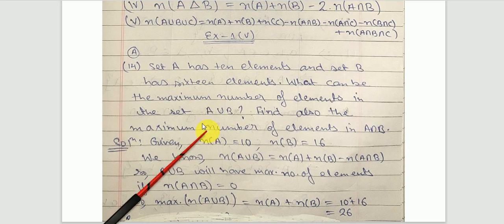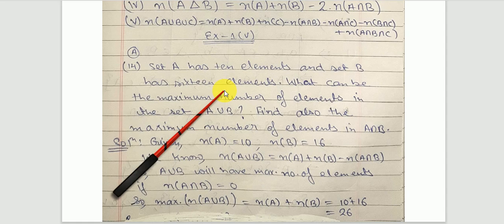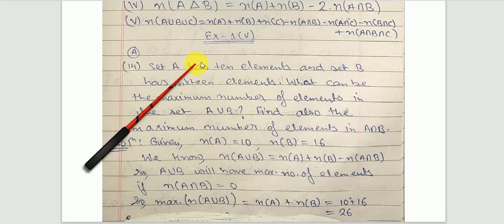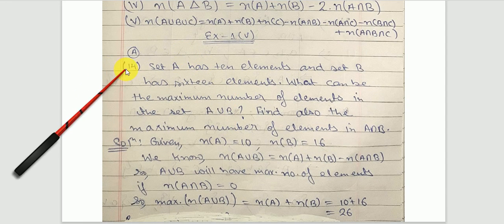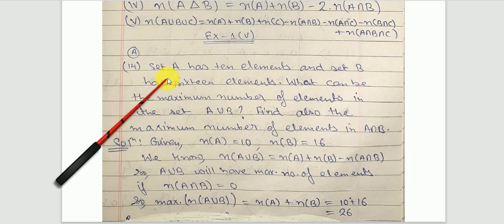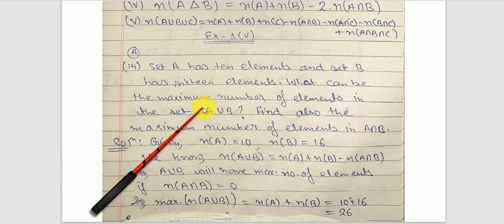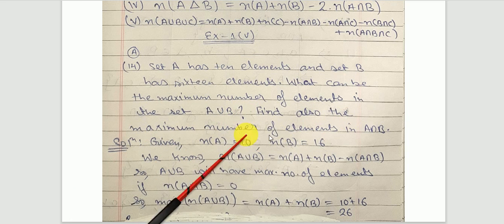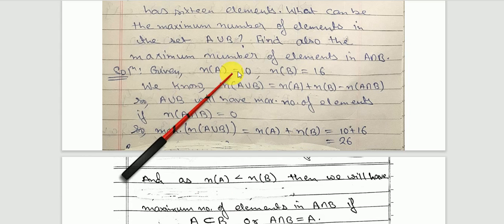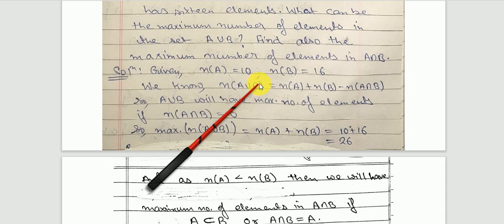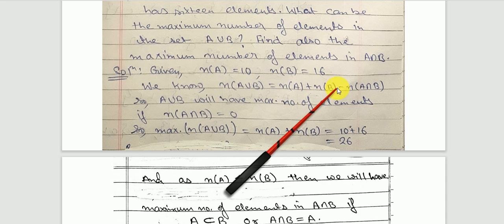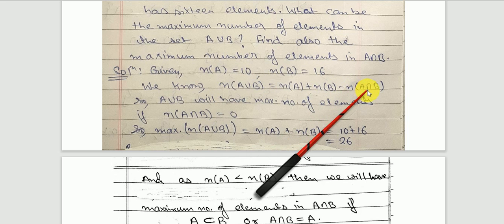So now let us see a few questions. Question number 14, exercise 1-5. Set A has 10 elements and set B has 16 elements. What can be the maximum number of elements in the set A union B? Find also the maximum number of elements in A intersection B. So here it is given that number of elements in A is 10, number of elements in B is 16. We know that number of elements in A union B is given by number of elements in A plus number of elements in B minus number of elements in intersection of A and B.